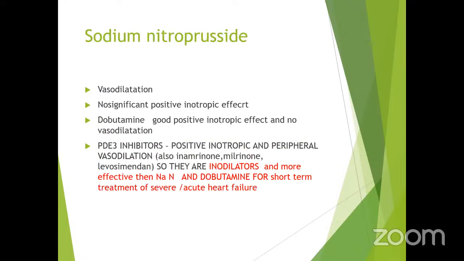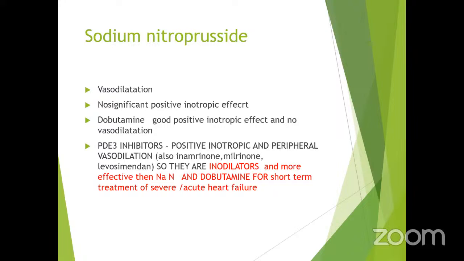Now, a word about sodium nitroprusside: it is a mixed vasodilator, with no significant positive inotropic effect, that is, contractility. In comparison to sodium nitroprusside, dobutamine has good positive inotropic activity and no vasodilatation. It is the reverse. So, where the cardiac function is the problem, use dobutamine. If the blood pressure is the problem, then it is sodium nitroprusside.